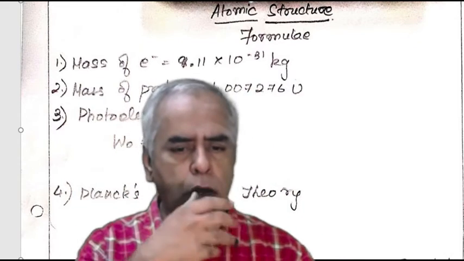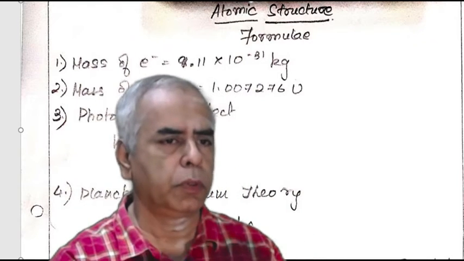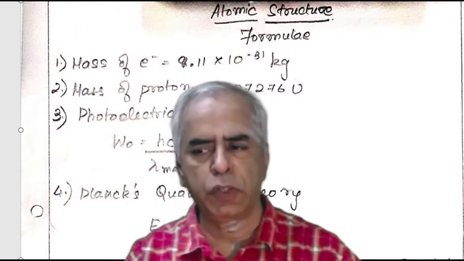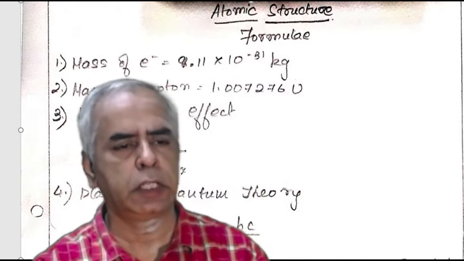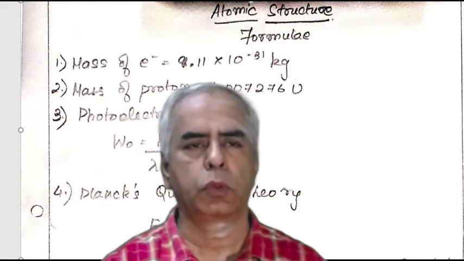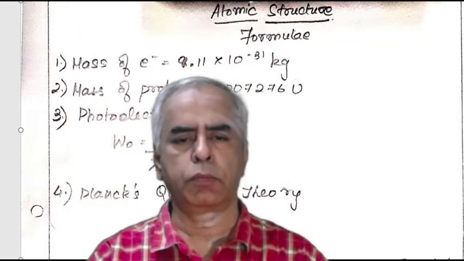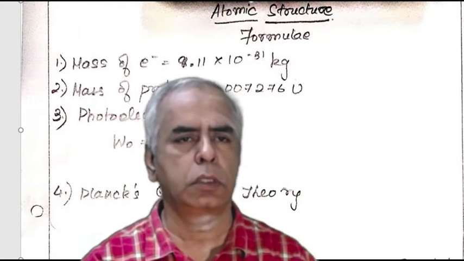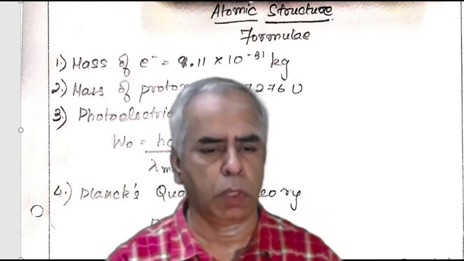Then when we talk about atomic mass, we include the number of neutrons, and we don't consider the mass of electrons here because they are negligible compared to the mass of a proton. So we consider only the sum of the number of protons and neutrons, and that is nothing but the atomic mass, and it's also called the mass number.